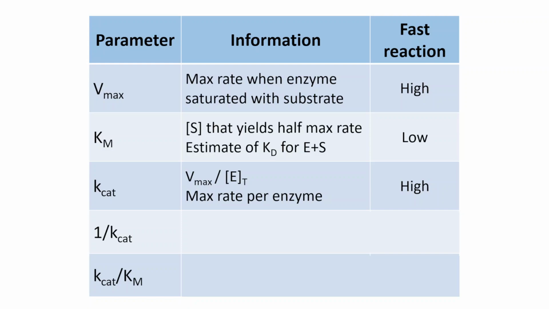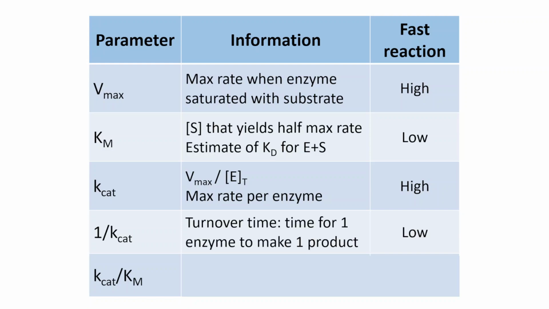KCAT is defined as Vmax divided by the total concentration of enzyme. So it's just telling you for any one enzyme what its maximum rate is, compared to Vmax by itself, which is the maximum rate of the reaction with all the enzymes in your container. So what about 1 over KCAT? Yeah, basically. The 1 over KCAT is what we call the turnover time. That's the time it takes for one enzyme to make one product. So would we want a high turnover time or a low turnover time in a fast reaction? Low, exactly. The less time it takes, the faster the reaction is happening.